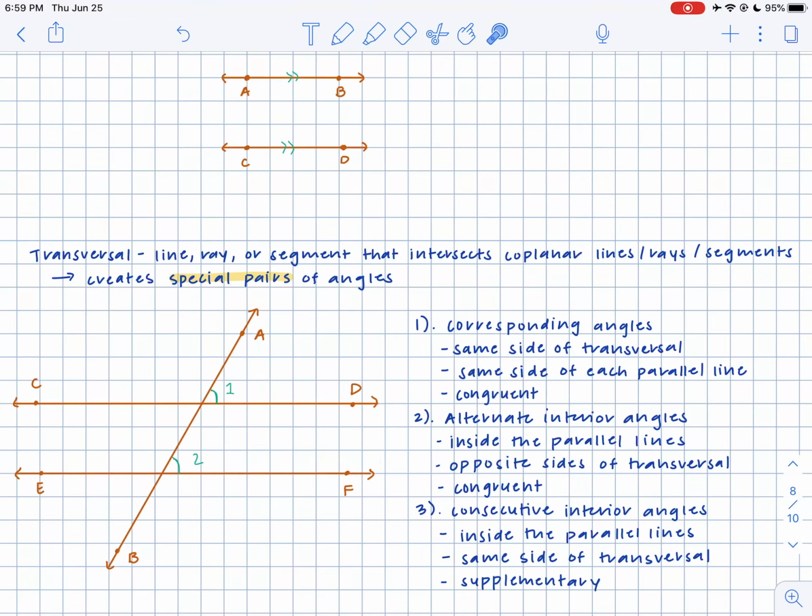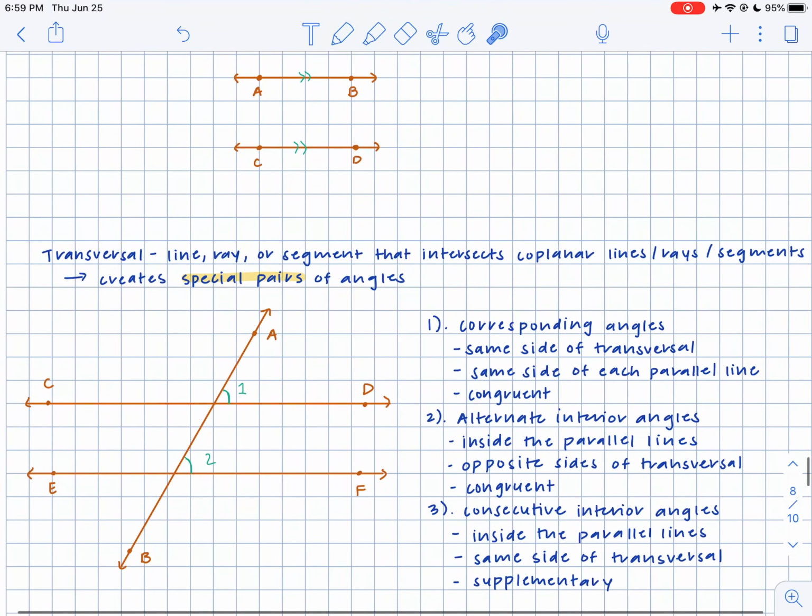And they're on the same side of each parallel line, right? So here's one parallel line, and this is on top. Here's the other parallel line, and this angle is on top. So they're both on top of their respective parallel lines. And most importantly, they're congruent. Why is this important? Later, we will use these special pairs of angles and their relationships to determine the measure of missing angles, okay?